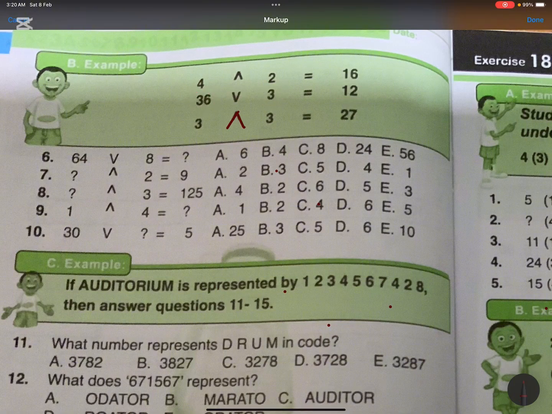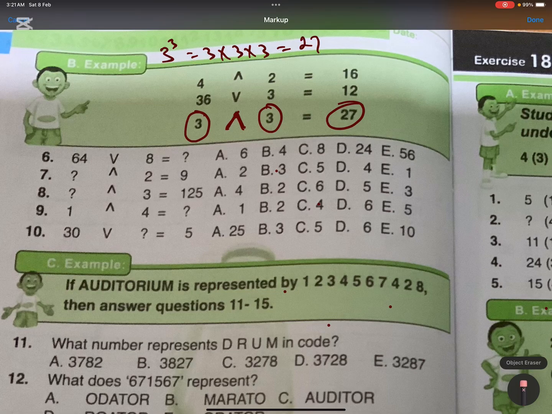If the sign is facing down, then it will be this one raised to a power that is the same as this one. So here it's going to be 3 raised to power 3. And what's 3 raised to power 3? 3 raised to power 3 means 3 times 3 times 3. That means multiply 3 by itself 3 times. And that's 27. That's how you get this 27.